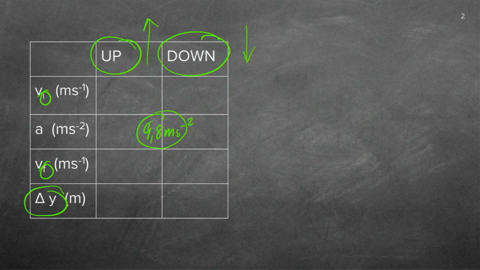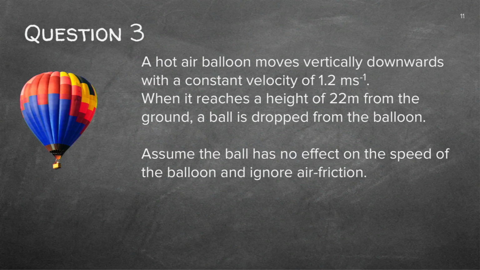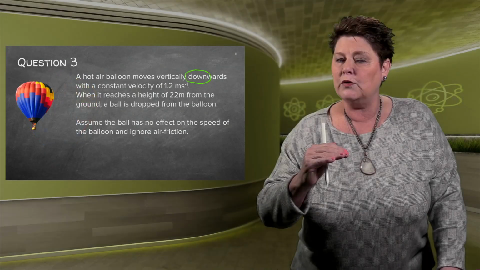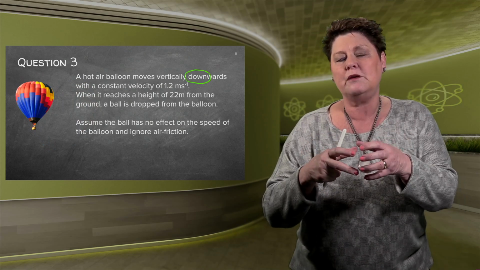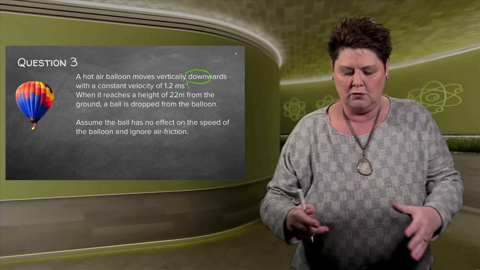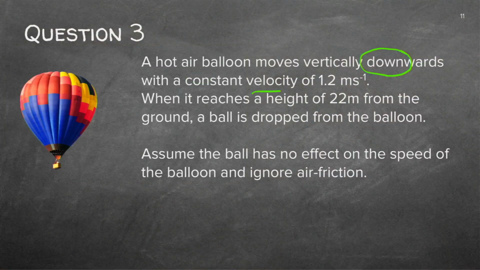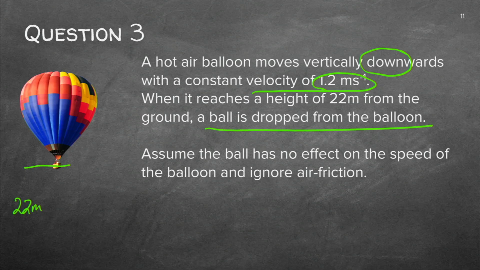So let's have a look at question 3. Question 3 says to us, a hot air balloon moves vertically downwards. This is a bit different to the previous examples that we did, where the hot air balloon was moving upward. So if it's moving downward, everything within this hot air balloon will also be moving downward. It's got a constant velocity of 1.2. When it reaches a height of 22 meters, a ball is dropped from the balloon.